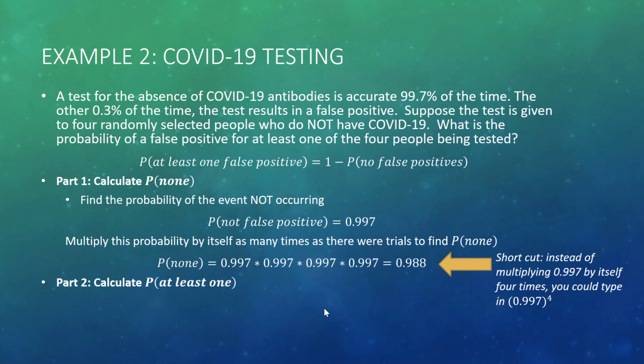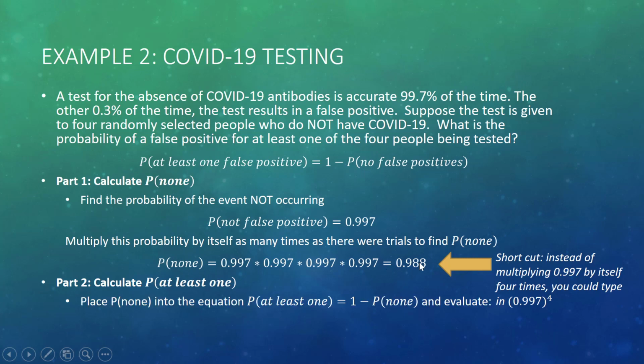So let's finish this problem. Now we have the probability that none of the trials were false positives. So we can use that to find the probability that at least one of the trials was a false positive. So we have 1 minus 0.988, and that gives us about 1.2%.